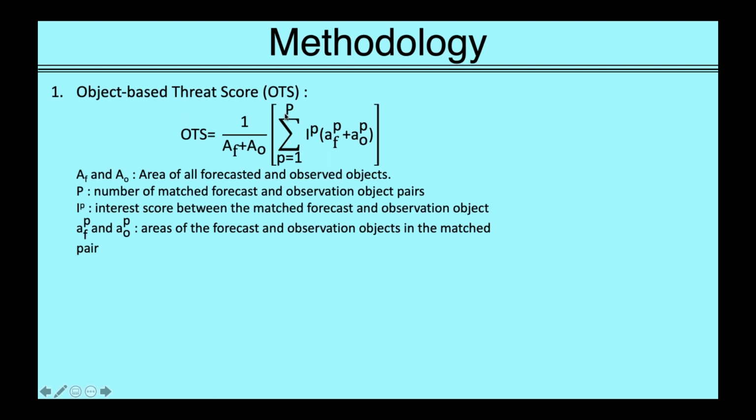Looping through the number of matched object pairs. IP is our interest score, and our interest score is then weighted by the size of the matched observation and forecast object.